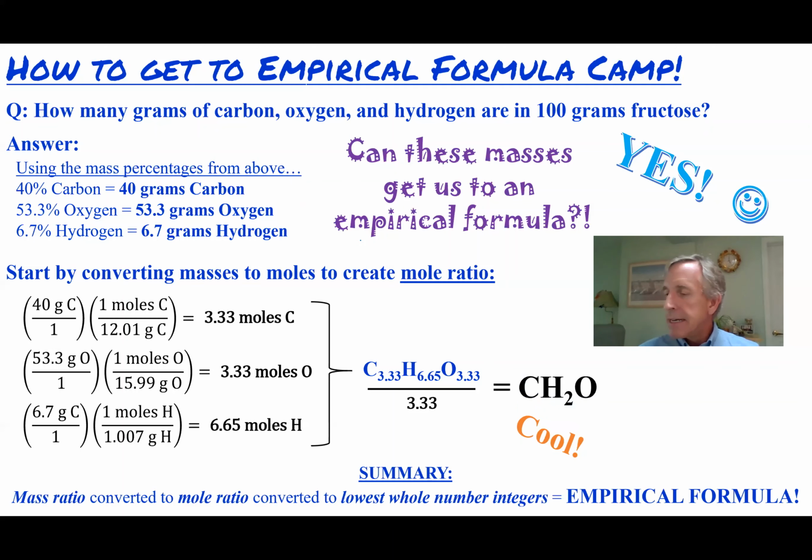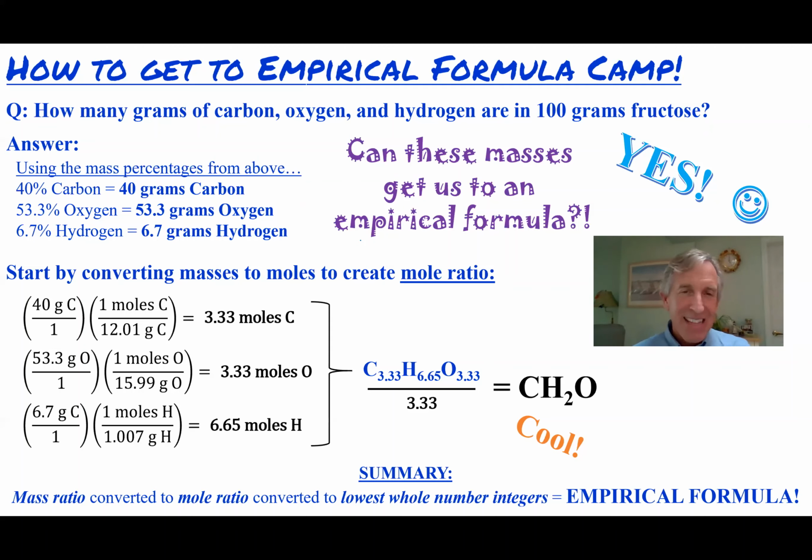Now, summary of this: start with your mass ratios, assuming a percent composition with 100 grams of whatever substance you're using. Take that mass ratio and turn it into a mole ratio, as you see above, and then convert that to the lowest whole number integer in the formula to help you create the empirical formula. And you've made it to empirical formula camp.